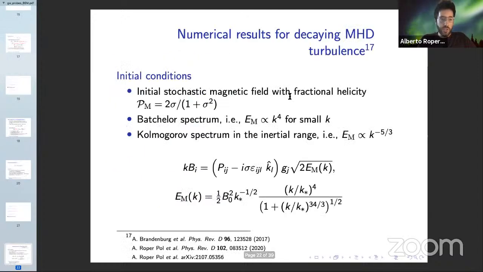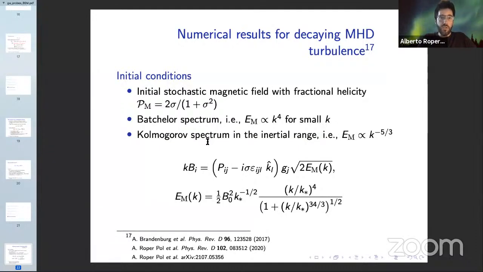So I'm going to go into the results. This is similar to the talk by Chiara, where they were studying the generation of hydrodynamic turbulence by assuming an initial velocity field. In our case, we assume as the initial condition a magnetic field that is already turbulent, and that has some fractional magnetic helicity given by this parameter sigma that I will explain in a moment, and that it has a smooth broken power law, such that on larger scales we have a Batchelor spectrum, which is due to the causality and divergence-free condition of the magnetic field. So it follows k to the 4th power.